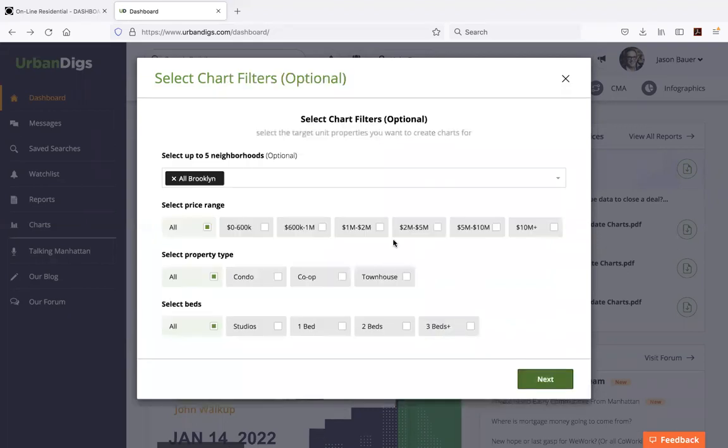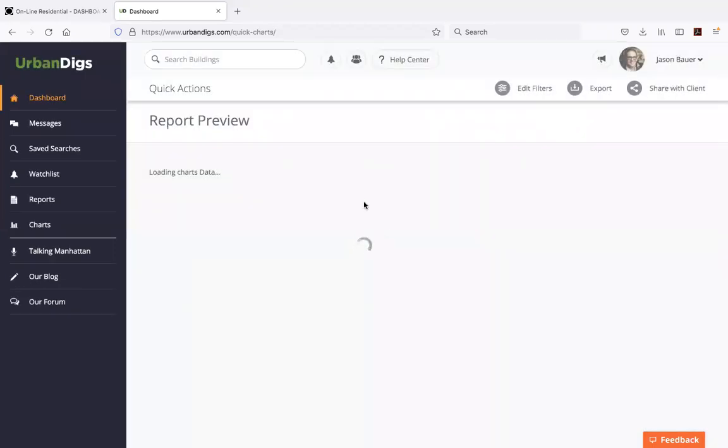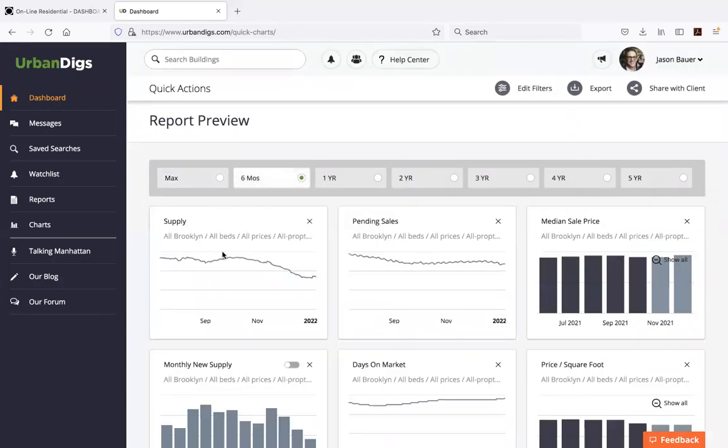We'll click on a lot of them. Let's do the whole thing in Brooklyn. Right, we can preview this report and it'll give us even more data. The nice things about these reports are that, again, they're extremely customizable. You can look at them from different target date ranges, right? If we just want to see what's happened over the last 6 months, right?